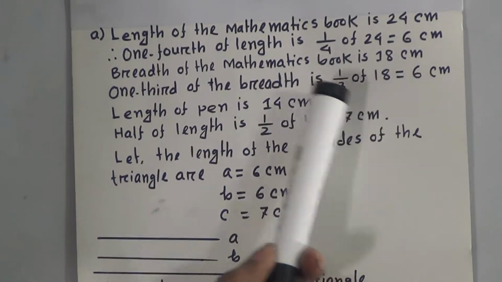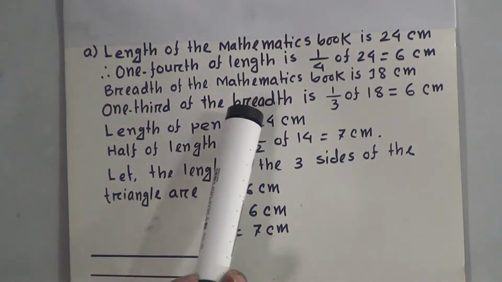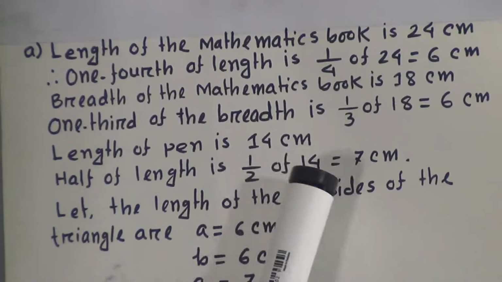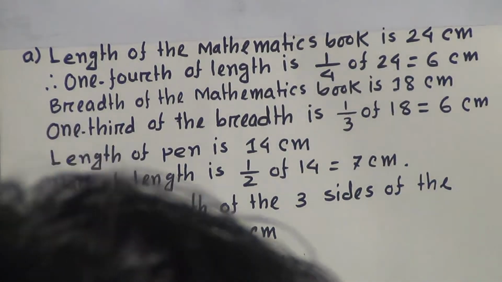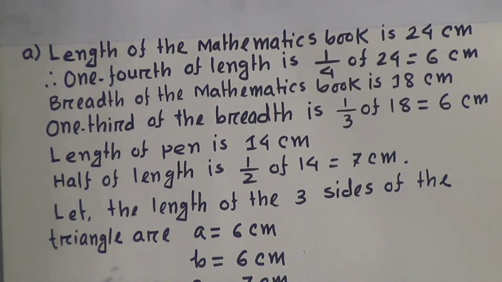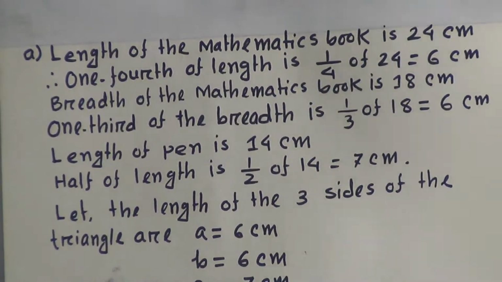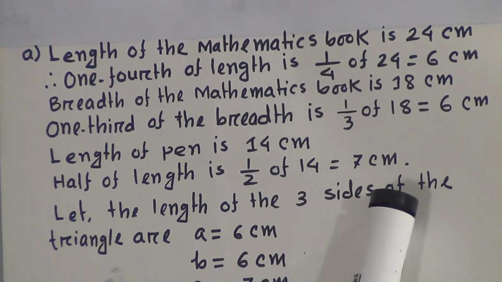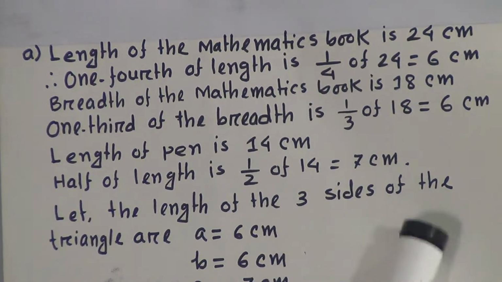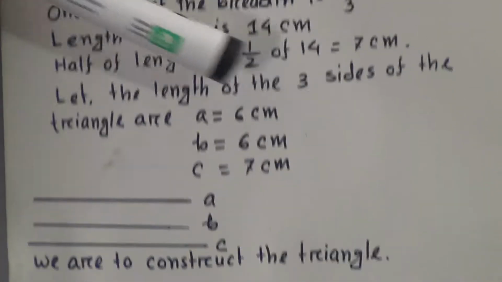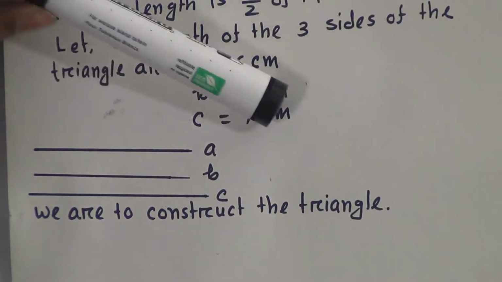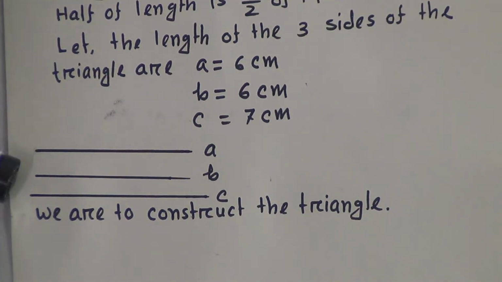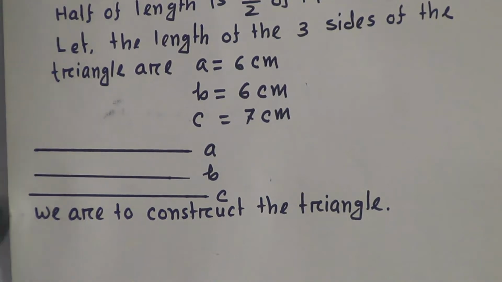Okay, dear student, you know width and breadth, they are the same meaning. And length of the pen is 14 centimeter. Suppose I use this pen, and its length is 14 centimeter, and half of length is 14 by 2, that means 7 centimeter. Let the length of the three sides of the triangle be A equal to 6 centimeter, B equal to 6 centimeter, C equal to 7 centimeter. Okay, you see, A 6 centimeter, B 6 centimeter, and C is 7 centimeter.